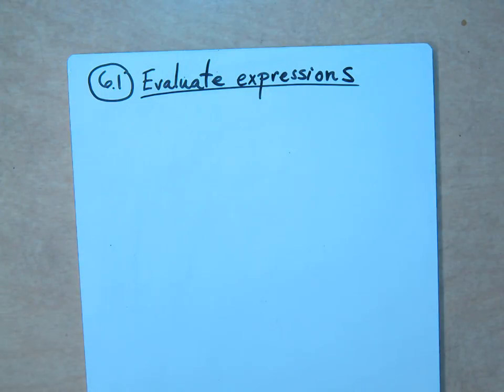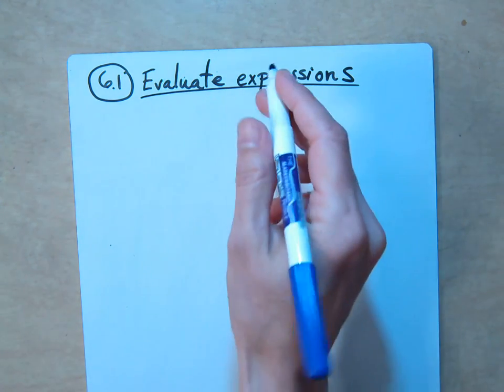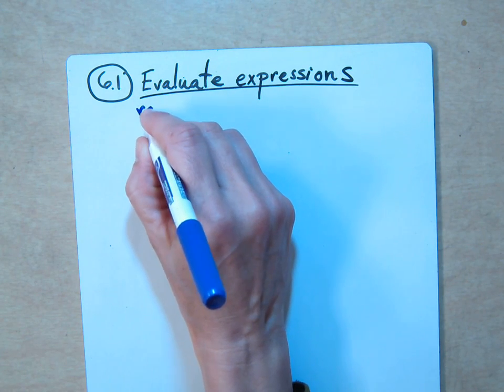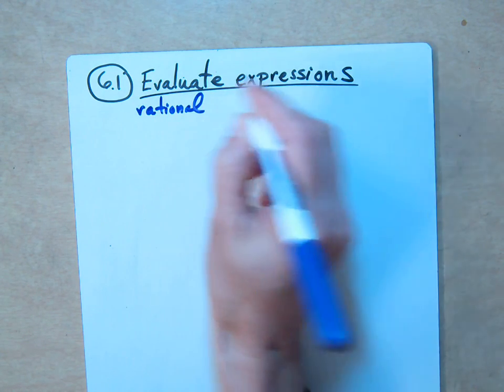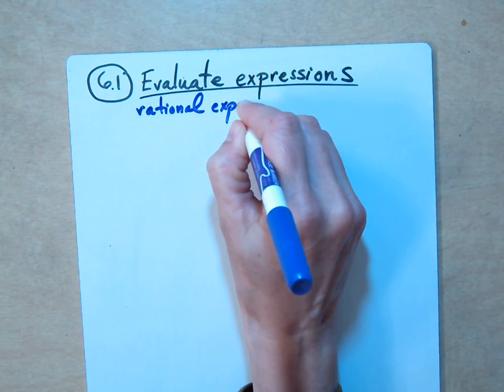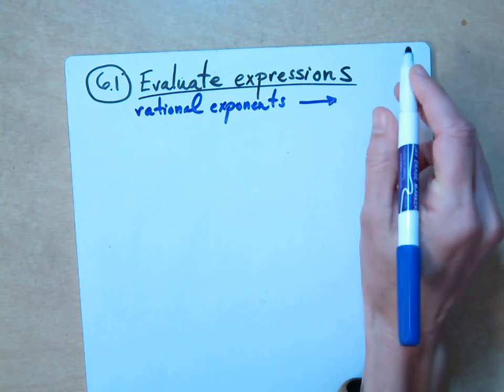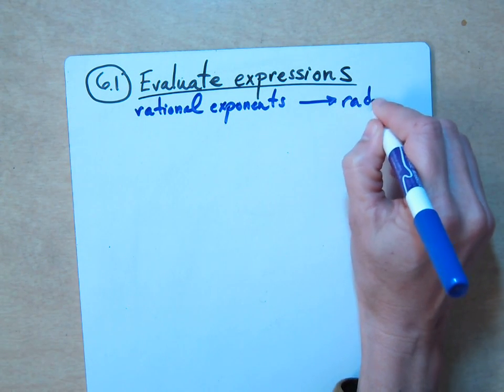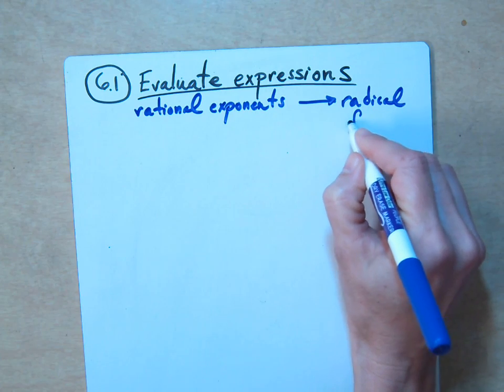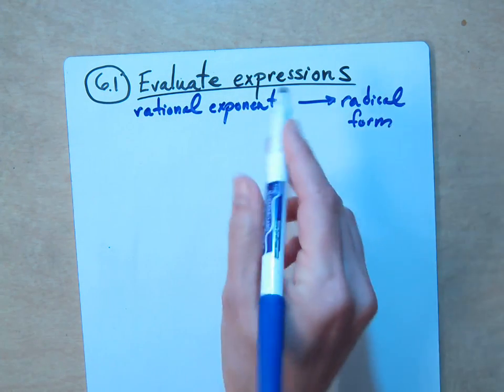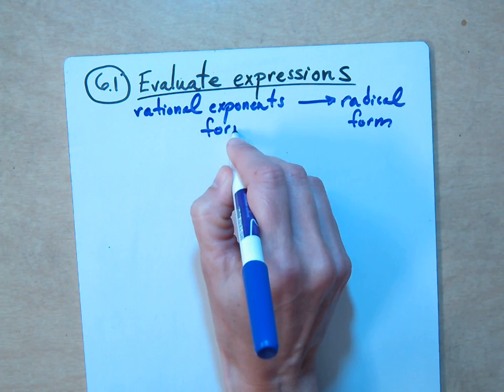Alright, so this corresponds to 6.1, evaluating expressions. And the way we evaluate these, we're not going to need our calculator, is by going from the form with rational exponents to radical form. We can move back and forth. This will be review. Rational exponents form to radical form.